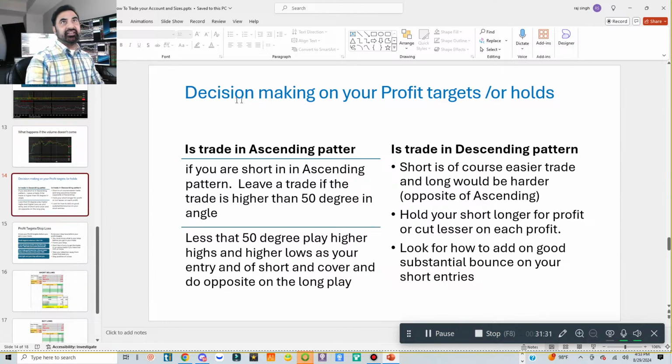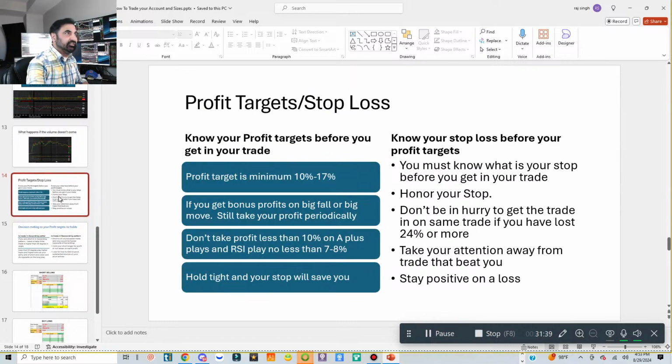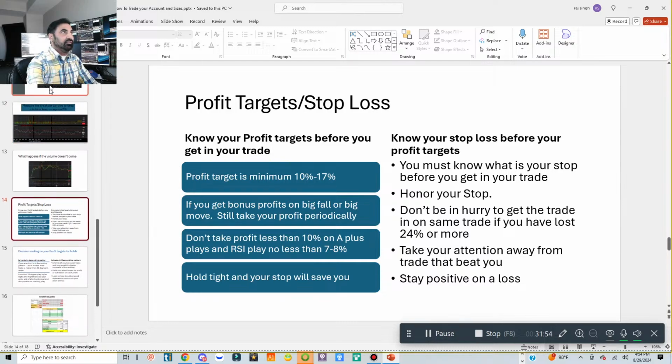So when you're making a decision on your profit targets or on your holds, okay, let's talk about that. In fact, you know what? This is an even more important slide. So profit targets and stop losses. Know your profit targets before you get in a trade, okay? Like I showed you, like this stock right here.